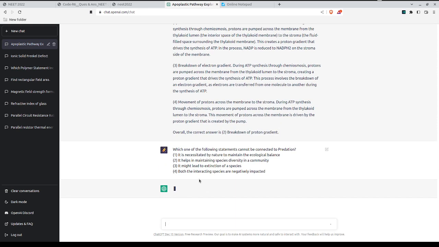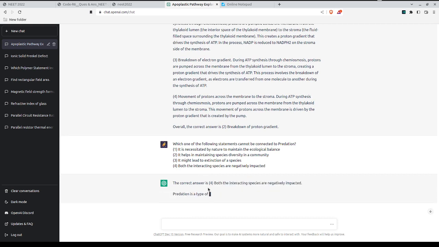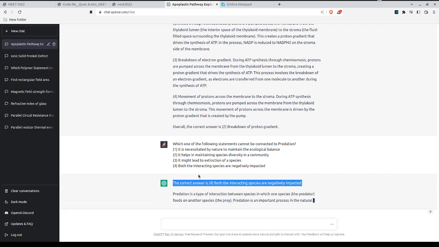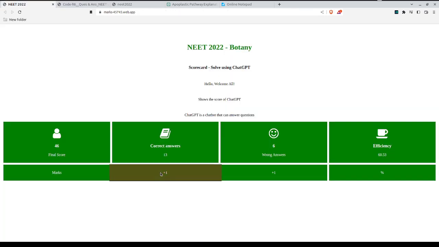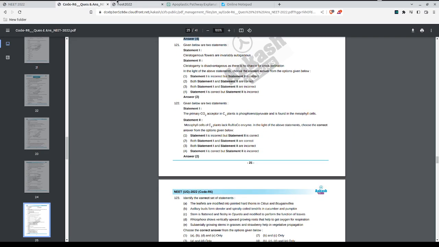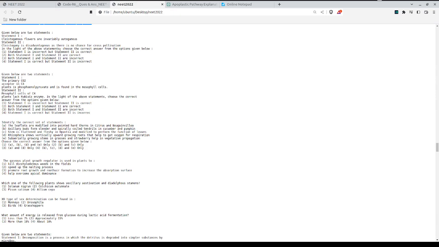Which one of the following statements cannot be connected to predation? 1. It is necessitated by nature to maintain the ecological balance. 2. It helps in maintaining species diversity in a community. 3. It might lead to extinction of a species. 4. Both the interacting species are negatively impacted.